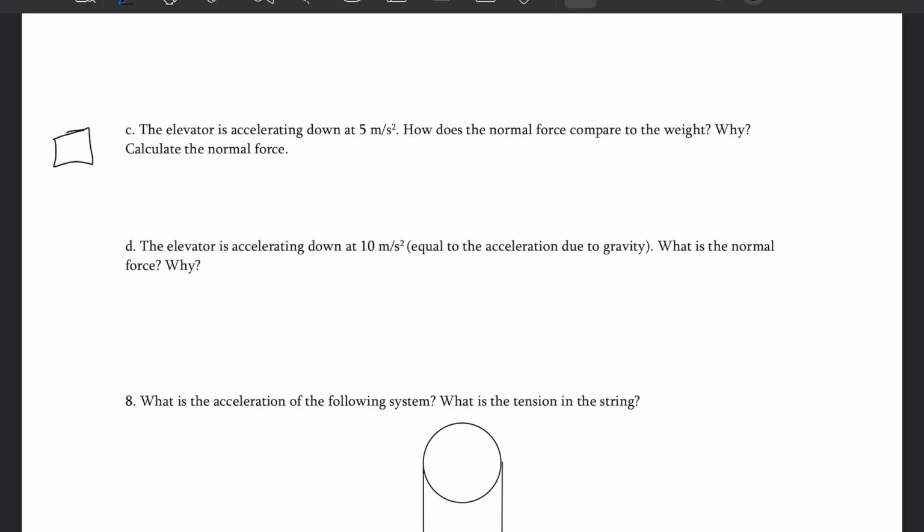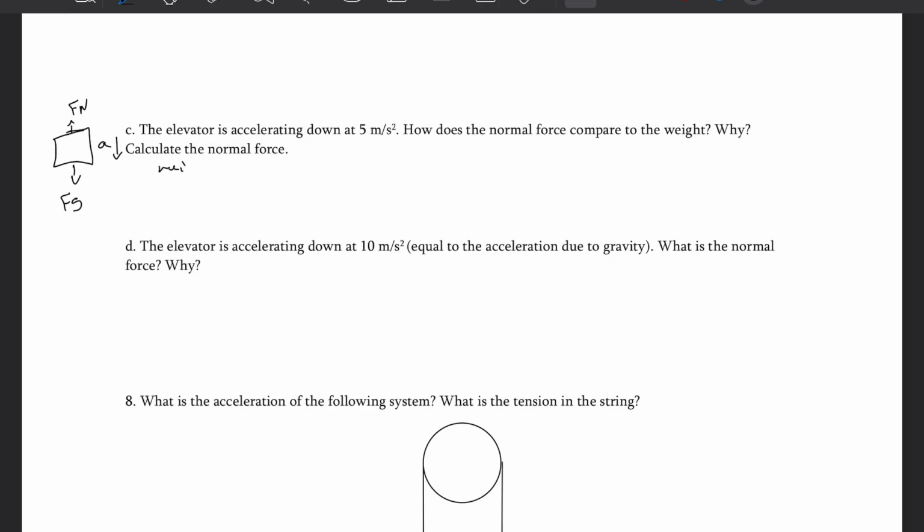The elevator is accelerating downward. Gravity did not get bigger. Force normal got way smaller. So gravity's the same. Normal's now smaller than gravity. Net force is down. Acceleration is down.